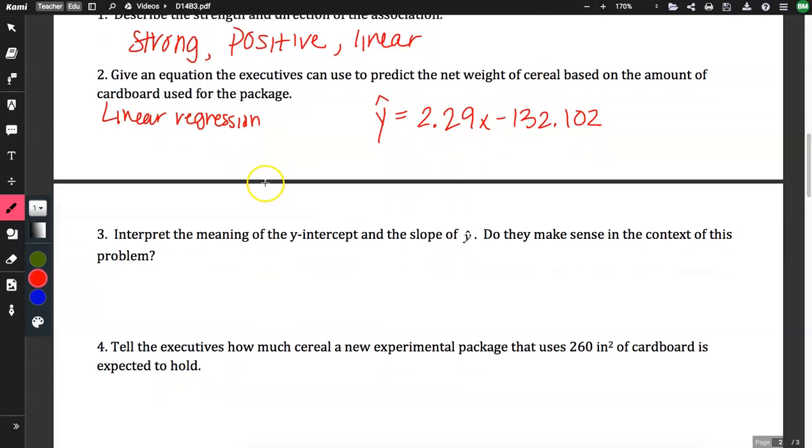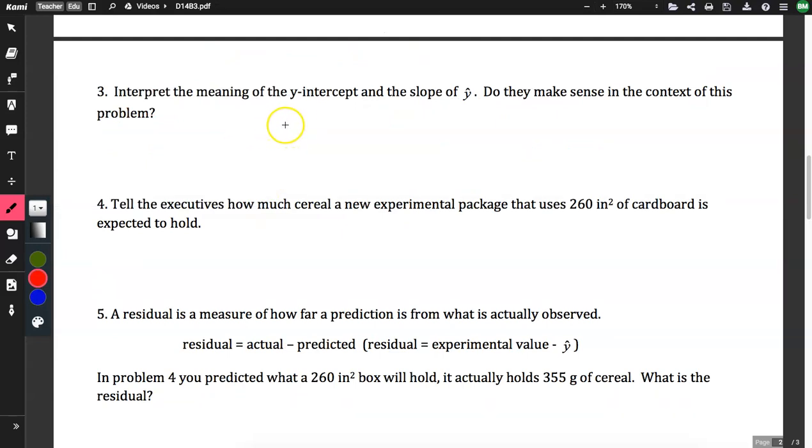All right, so now let's interpret the meaning of the y-intercept and slope. Do they make sense in the context of the problem? So I want you to try to interpret on your own, because we have talked about that a little bit earlier. So see if you can interpret it, and then we'll talk about if they make sense.